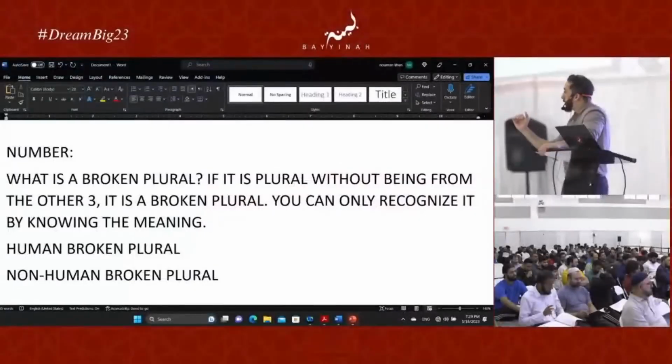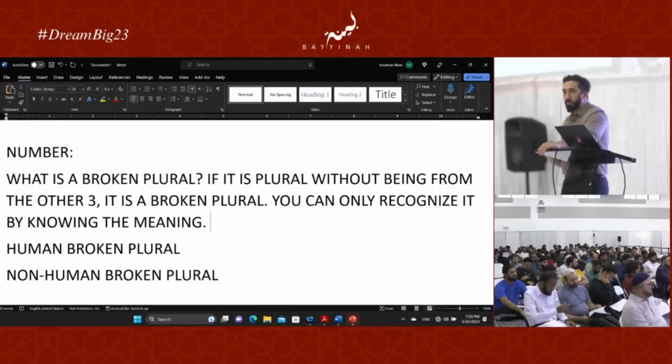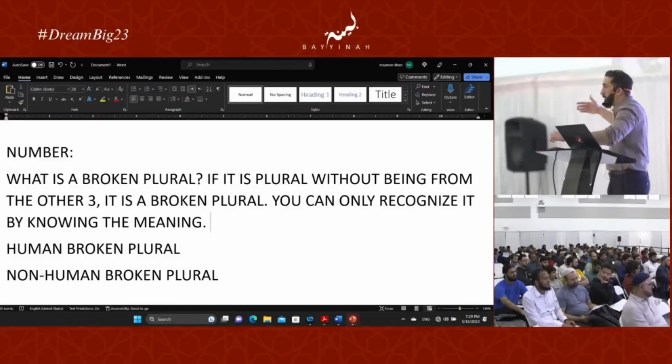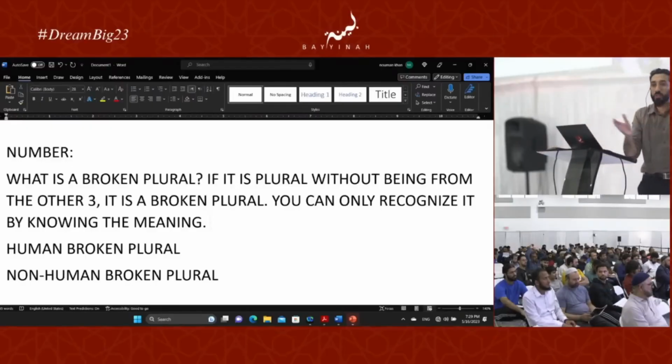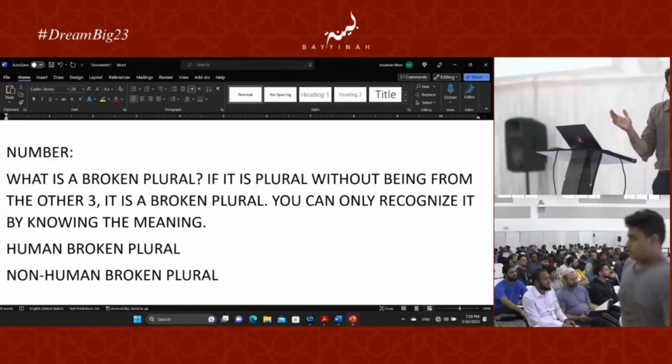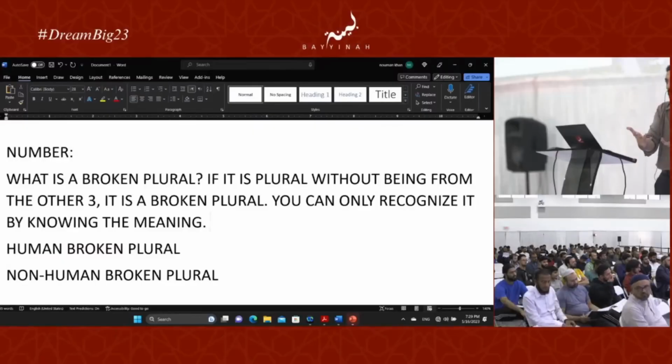Anyway, you can only recognize it by knowing the meaning. Corpus might help you here. You're stuck on a word, and you're like, let me find out if this is a broken plural. And then the meaning tells you that for that word, oh, this is a plural. So there are tools now that can help you with that as you're learning your grammar. Eventually, I want you to use none of these tools. I want you to just be independent and engage the text directly.